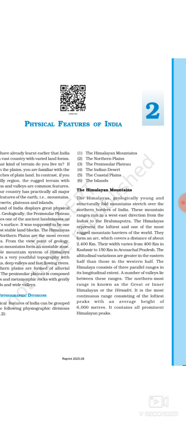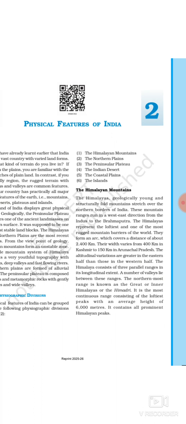Now come to the topics one by one, the Himalaya mountains. The Himalaya are young and structural fold mountains that stretch over the northern boundary of India. This mountain range runs in a west-east direction from the Indus to the Brahmaputra. The Himalaya represent the loftiest and one of the most rugged mountain barriers of the world. The width varies from 400 km in Kashmir to 150 km in Arunachal Pradesh.